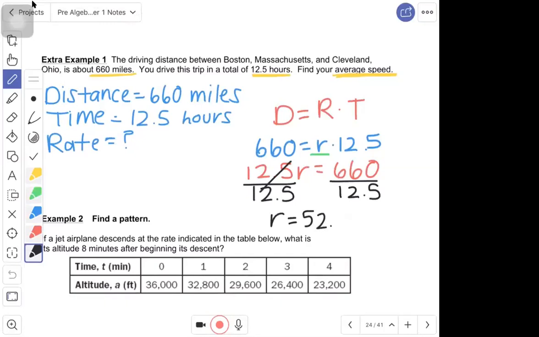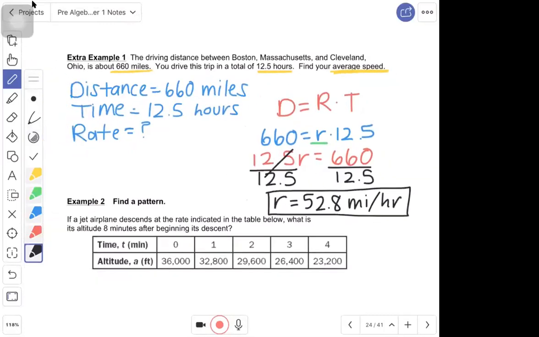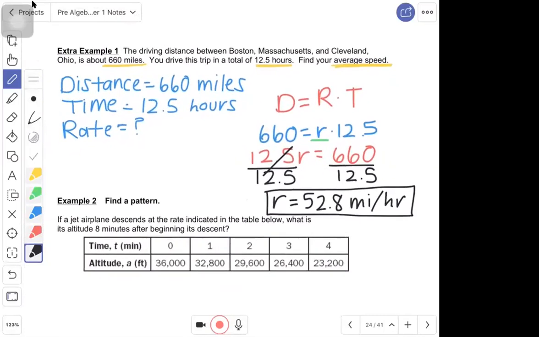52.8. Nice. 52.8. And 52.8 what? It's our rate. How fast we're going. So what's the label per going? Miles per hour. Yes, good. Awesome. Questions on that one?